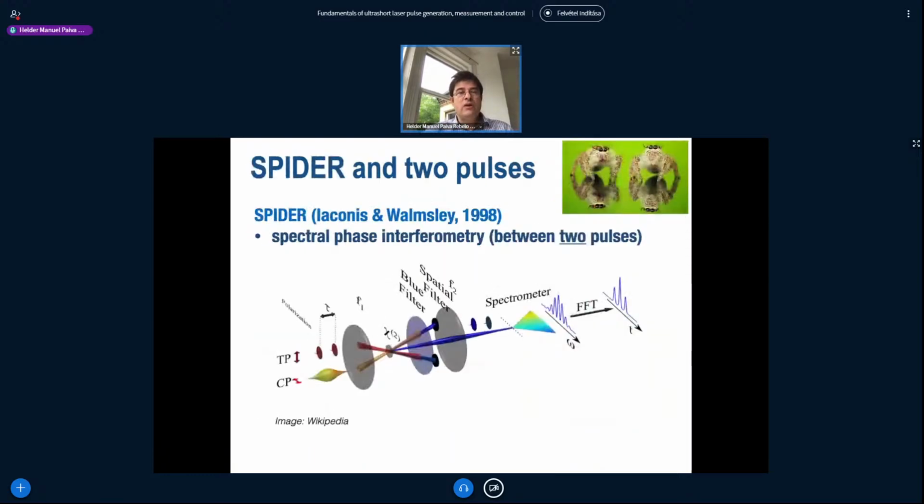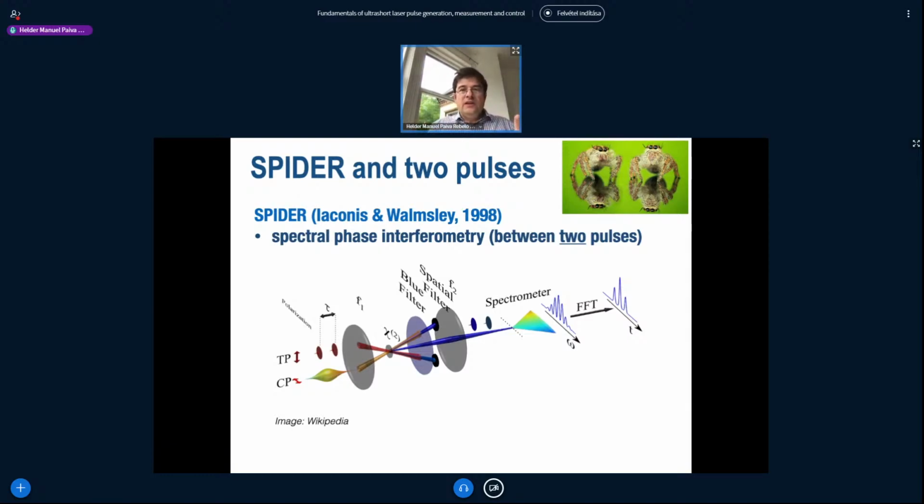Now, another technique which arose a few years after, called SPIDER, is based on doing the following. So I'm not going to describe this in detail, but SPIDER also gives you the spectral phase, but works in a very different way. So it creates two pulse replicas, but in the spectral domain. So imagine you have your pulse with your spectrum, and now you create a replica of that pulse, which has a shifted spectrum, okay? You can do that using nonlinear optics. And if you do that, you have two pulses which are a replica of one another, and you can make them interfere in the spectral domain. From that interference, you can get the spectral phase, okay?